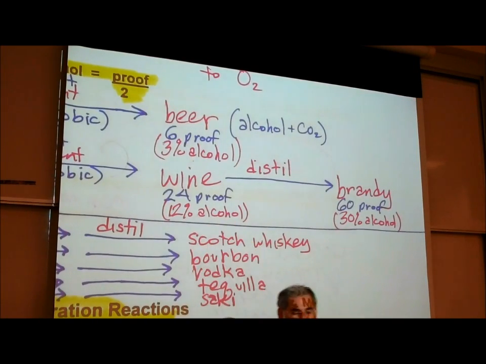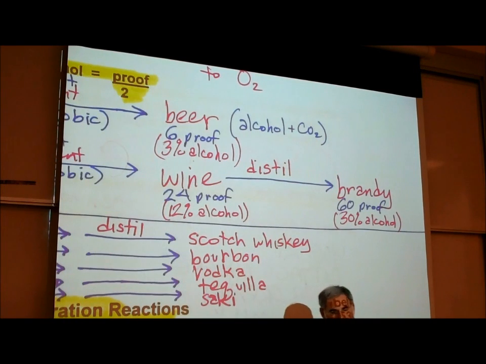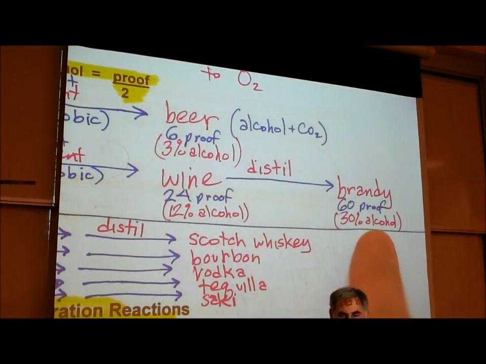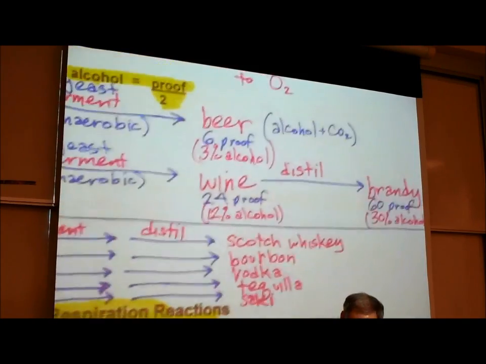When you take wine made from grapes and concentrate the alcohol by warming it up, that's called distilling, and you create something called brandy. So brandy is simply distilled wine. The normal alcohol content of most brandies is about 60 proof. Divided by 2, that's 30% alcohol. Okay, now that's worth drinking.